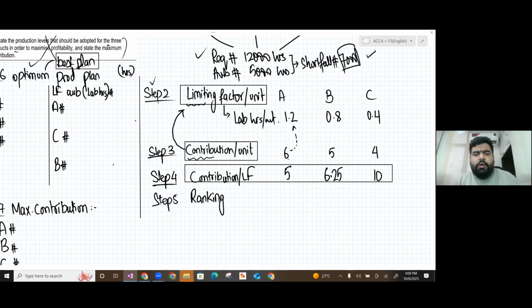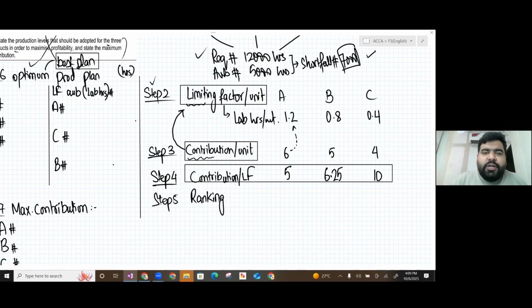Contribution is the earning. Contribution is obviously sales minus variable cost. It's the earning, and we obviously want to earn more contribution, more earning, right? So for 1 hour used on product A, you are earning 5. For 1 hour on B, you are earning 6.25. And for one labor hour used on C, that's giving you $10.